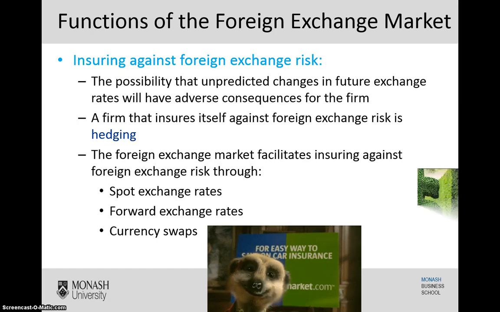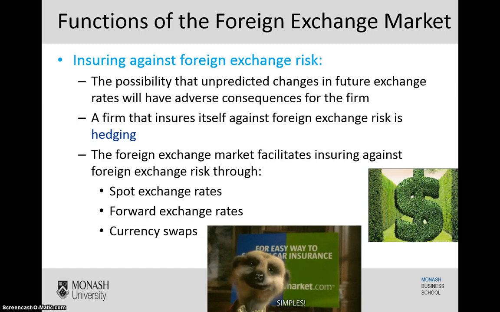So to protect itself against these types of risks, firms look to engage in what is known as hedging. Not that type of hedging. No, we're talking within the context of foreign exchange markets here, and it's slightly different. The foreign exchange market facilitates insurance against these risks through a couple of key options: spot exchange rates, forward exchange rates, and currency swaps. We're going to go through each of these in turn.